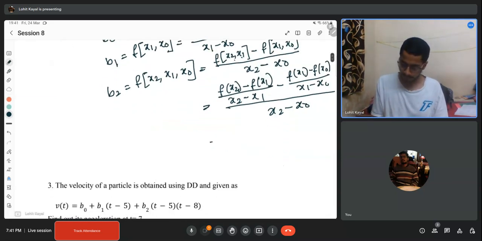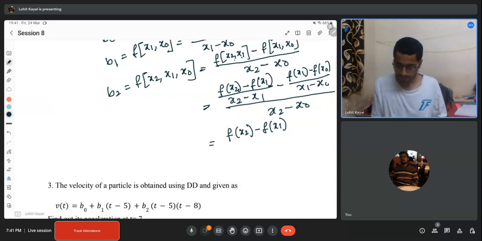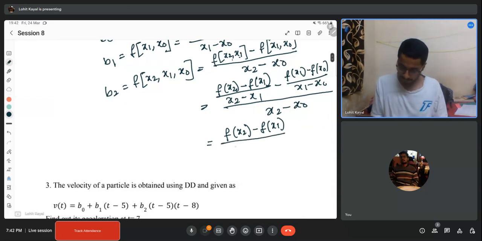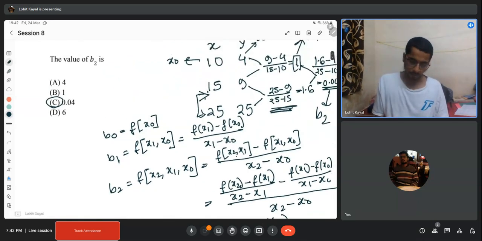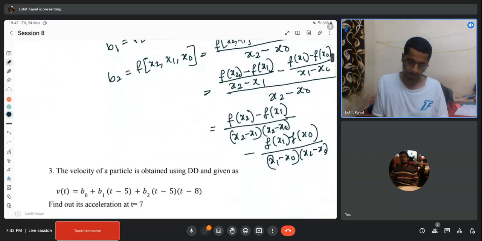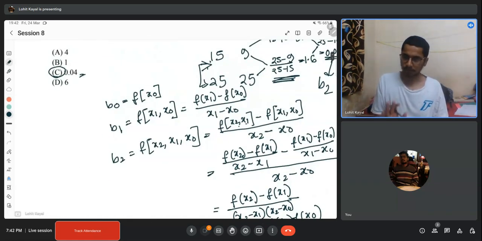by x2 minus x naught. So the final expression is f x2 minus f x1 by x2 minus x1, x2 minus x naught, minus f x1, f x naught, sorry, minus f of x naught by x1 minus x naught, x2 minus x naught. Now if you just put in the values of x1, x2, x naught, you will find that this is the correct answer. So let's just verify that.